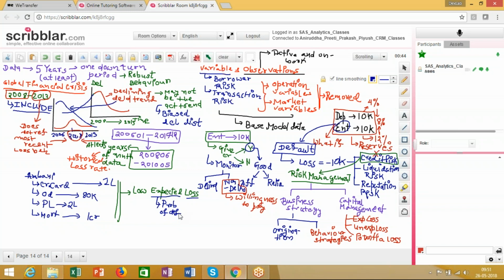Say I have taken a personal loan of 2 lakhs. I have paid back 1.3 lakhs, but then I have been unable to pay back the remaining 70,000, and I go into default. When I default, there is an unpaid, outstanding balance, and that balance is known as the exposure at default. The amount of balance which is outstanding at the time of default is the exposure at default, or the famous EAD that we talk about.